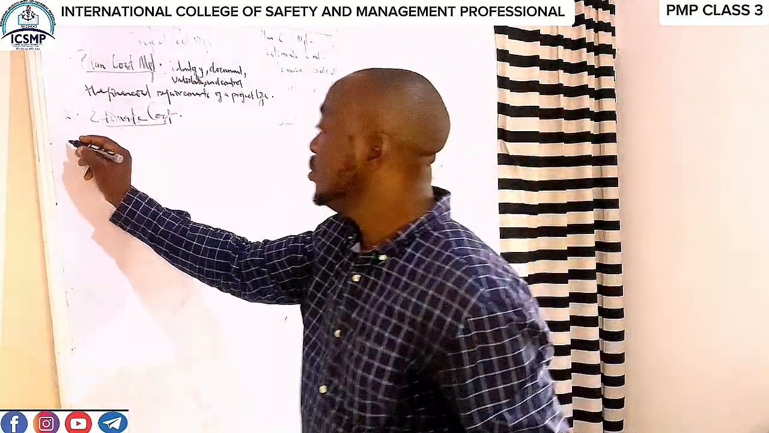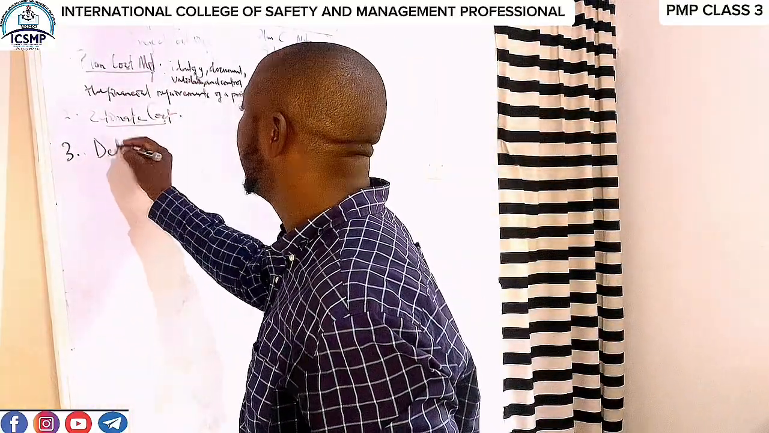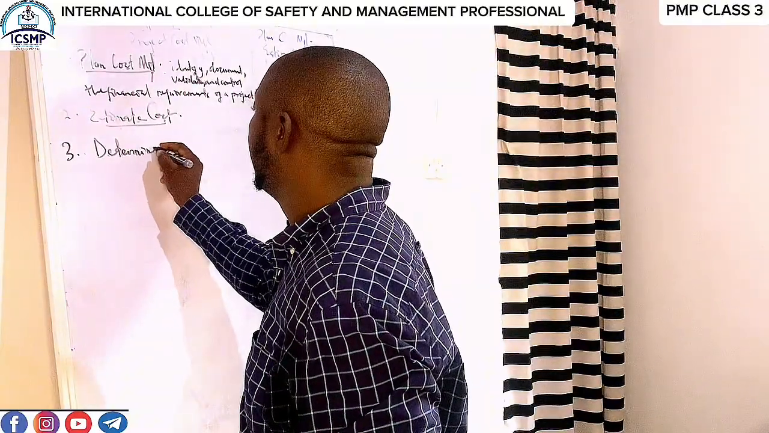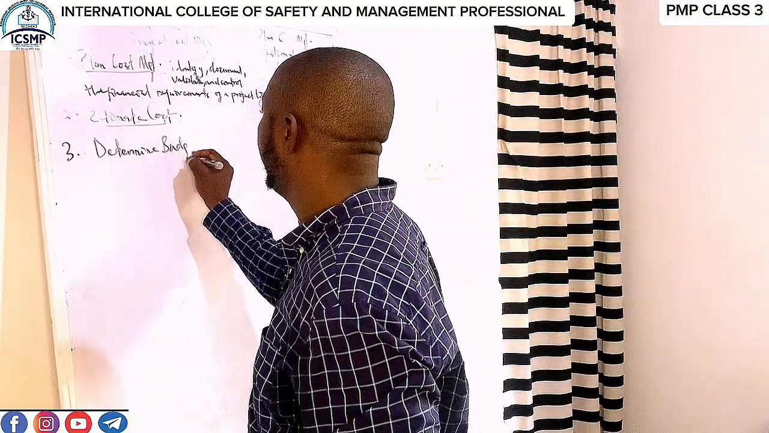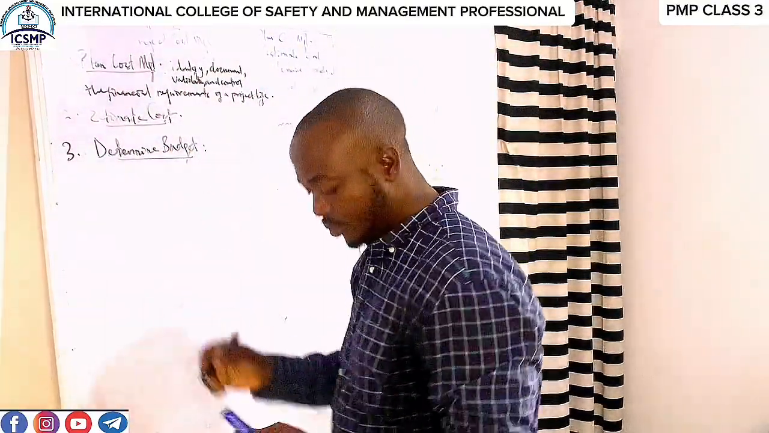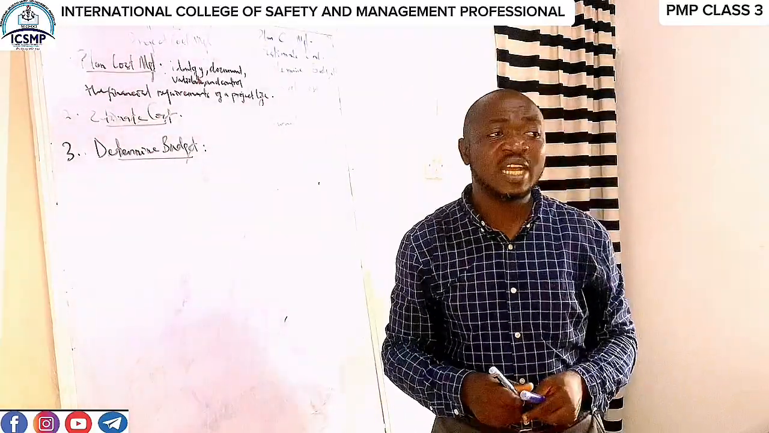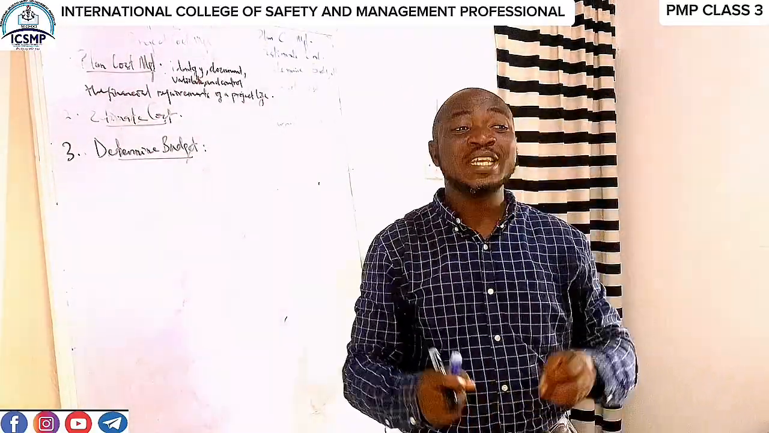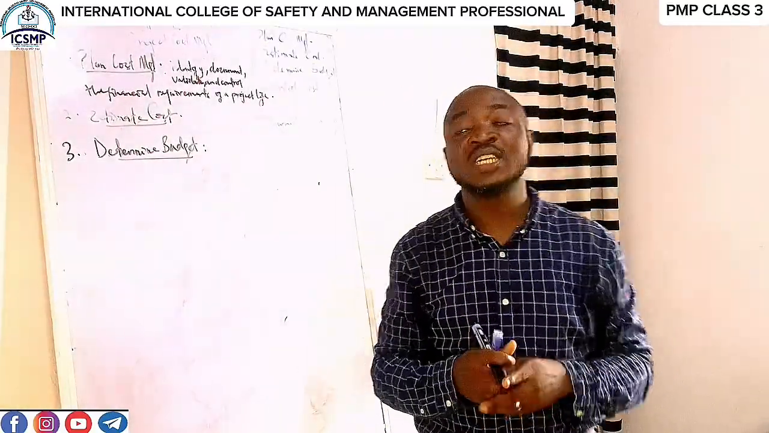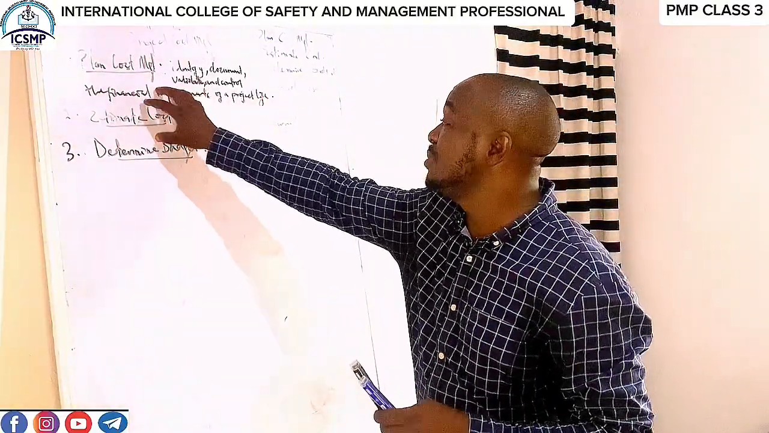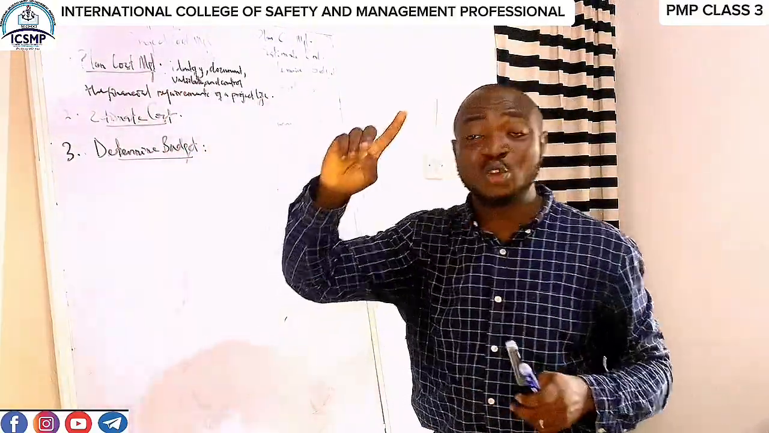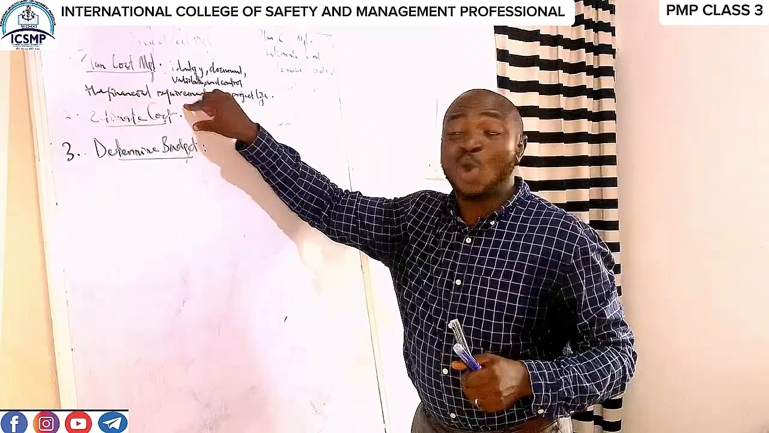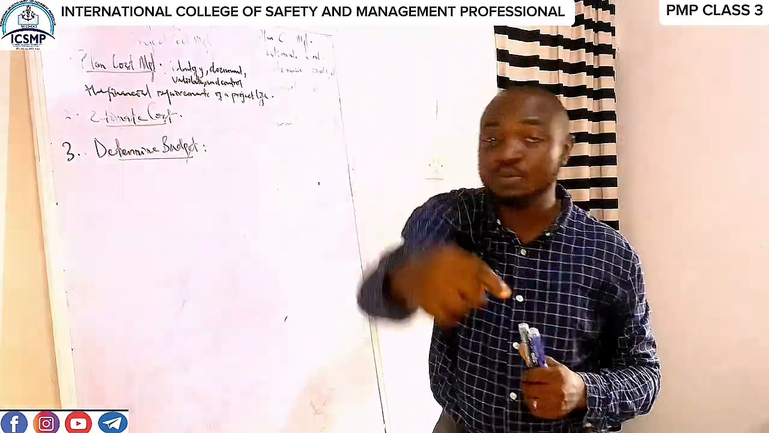Number 3, we have determine budget. Determine budget is the process by which we put a price tag on the project, having estimated what it will cost us. Remember, I told you earlier that this cost is not what we will charge the project for.